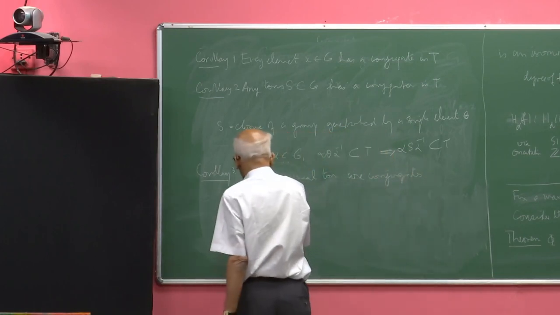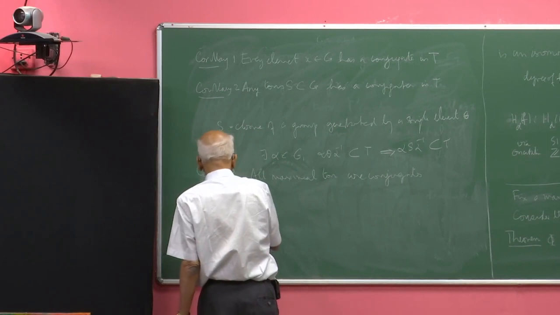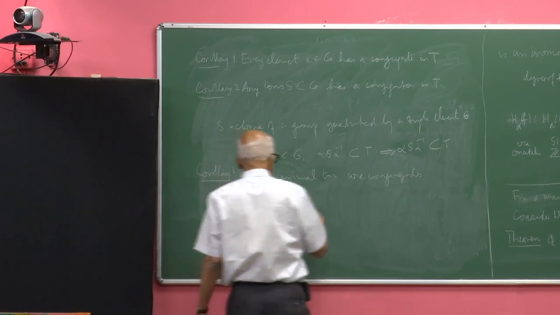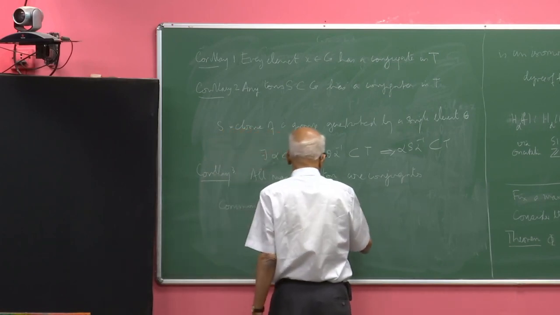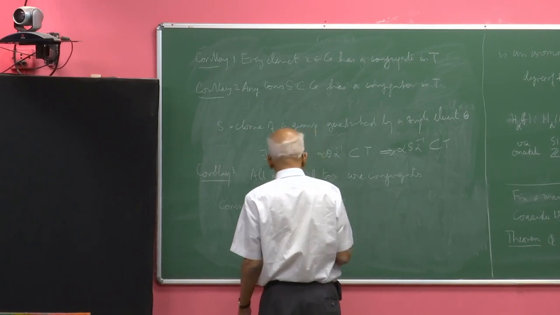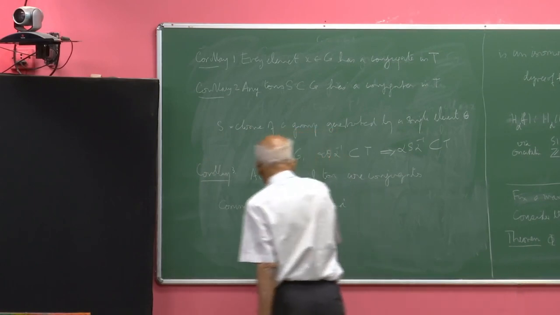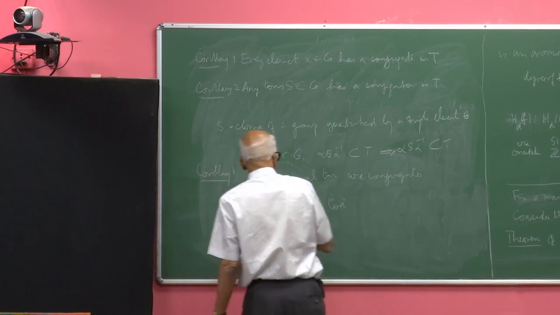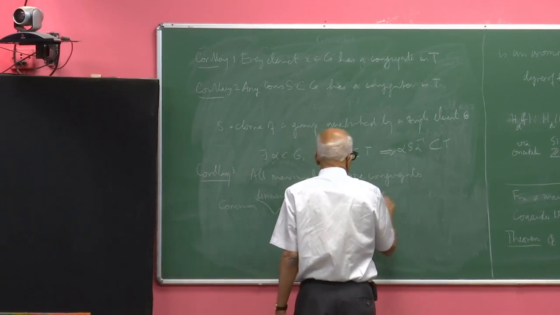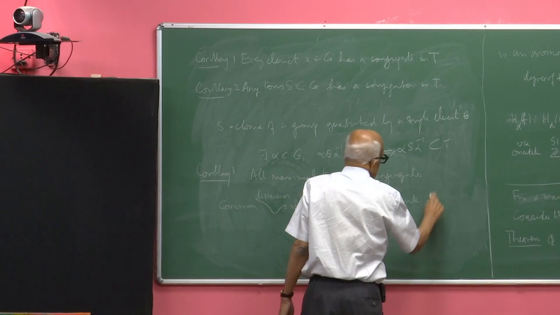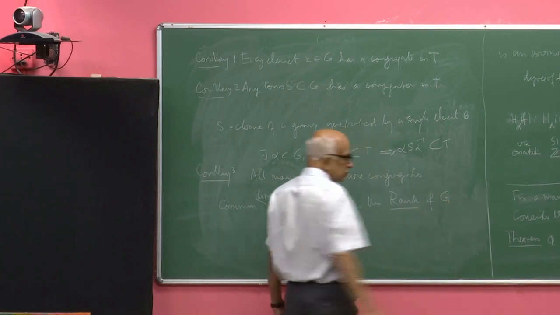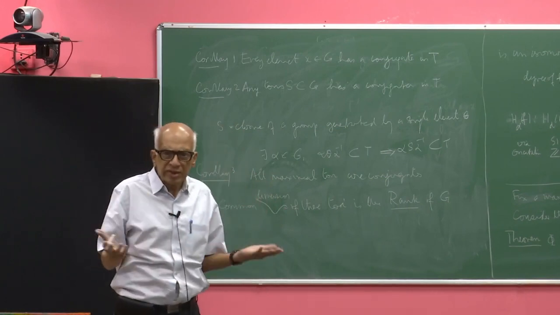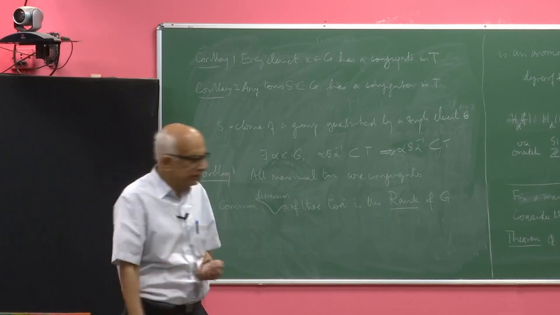So the common rank of these tori is called the rank of the group G. Sorry, this common dimension of these tori is the rank. So it is simply defined as the dimension of a maximal torus, because all maximal tori are conjugates.